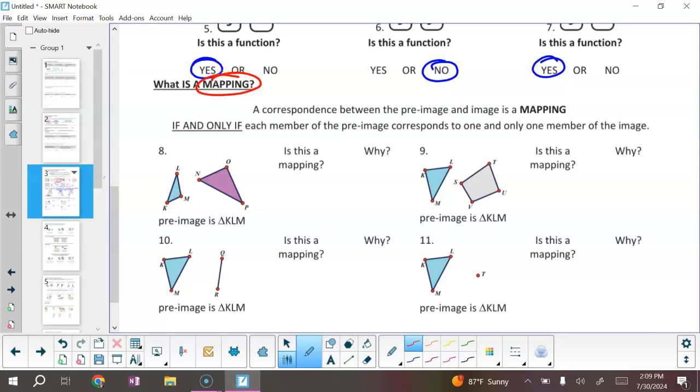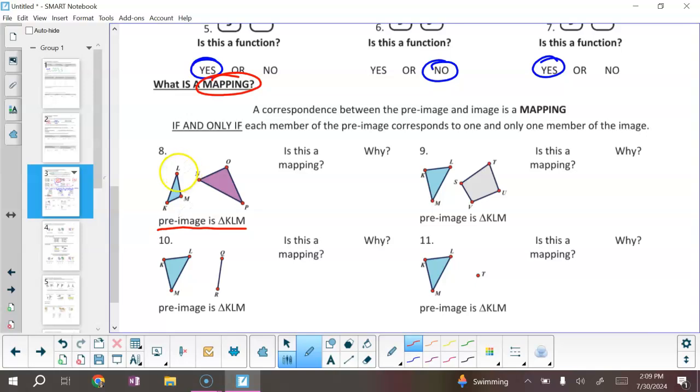So if you look at number 8 with me, I see 2 triangles. Now all of these are a little bit color coded for us. So like 8, we've got a blue triangle, and then we've got this purple triangle. Okay? They're telling us that the pre-image down here is triangle KLM. So they're talking about the small triangle here. Okay? What I like to do to think through whether this is going to be a mapping or not is list out all the points that come from the first shape, and then list out the points that come from the second shape and see if there's a way that I can connect them and make it a function.